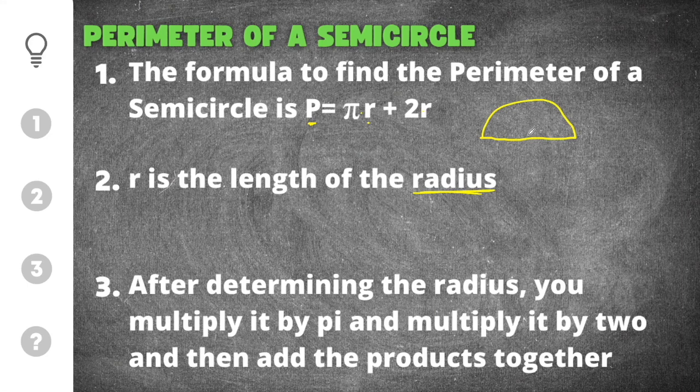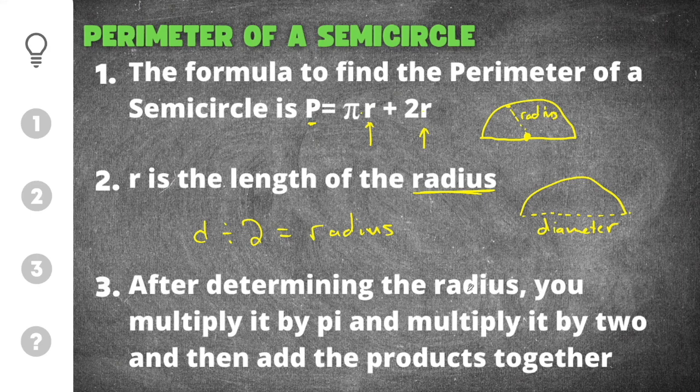The radius is from the center point to an edge. If you're given a problem where your semicircle has a line drawn across the entire length of the circle from one edge to the other, this is the diameter. If you're given the diameter, you have to convert it into the radius by dividing by 2. So you'll take whatever the diameter is, you'll divide it by 2, and then you'll get the radius. Once you have the radius, you can then use it in your formula for perimeter of a semicircle.